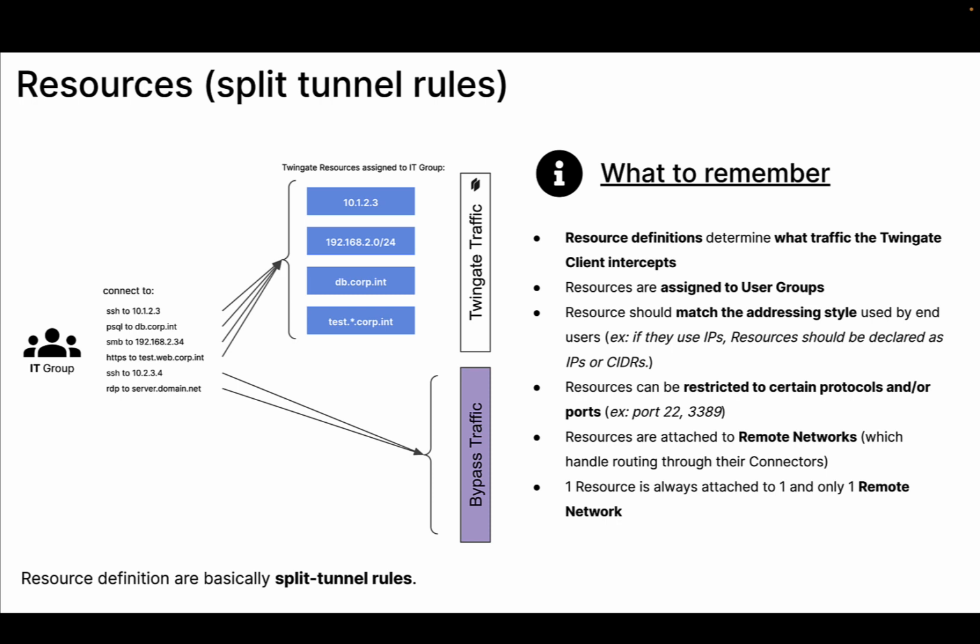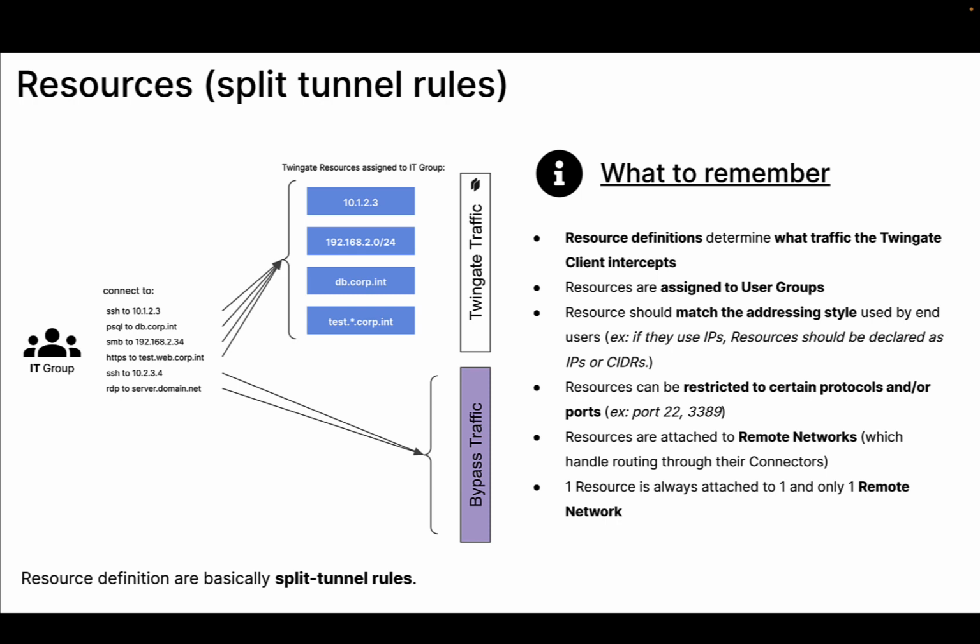A resource that is assigned to a user through a group of users determines exactly what traffic gets intercepted by Twingate and goes through the Twingate tunnel. We typically call what doesn't go through the tunnel bypass traffic, and what goes through the tunnel, Twingate traffic.